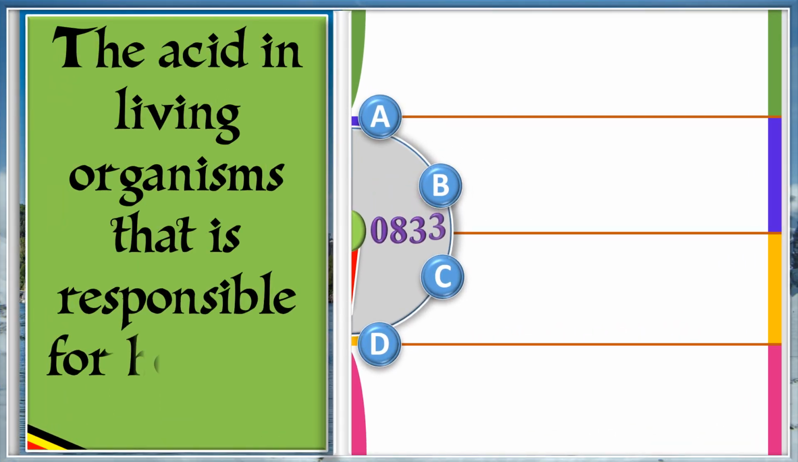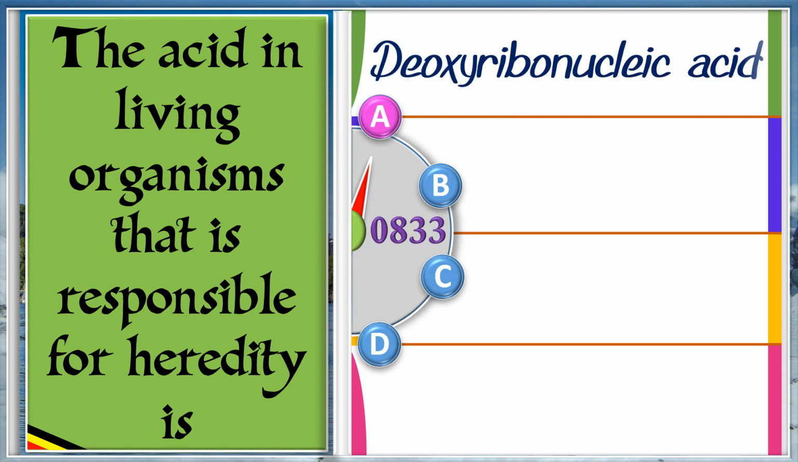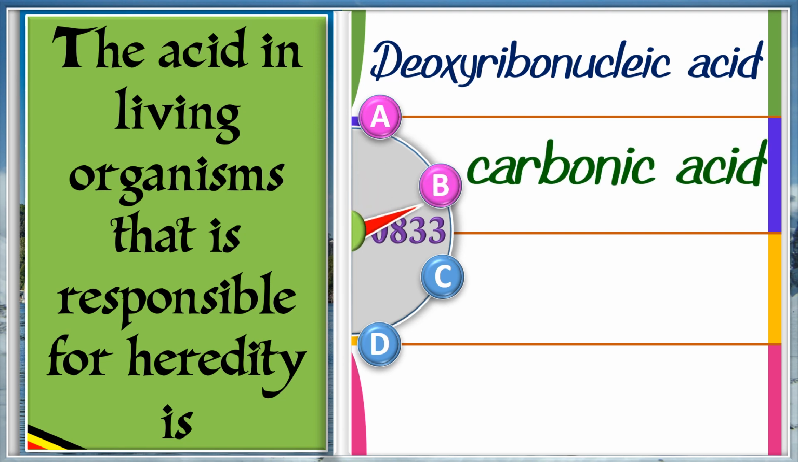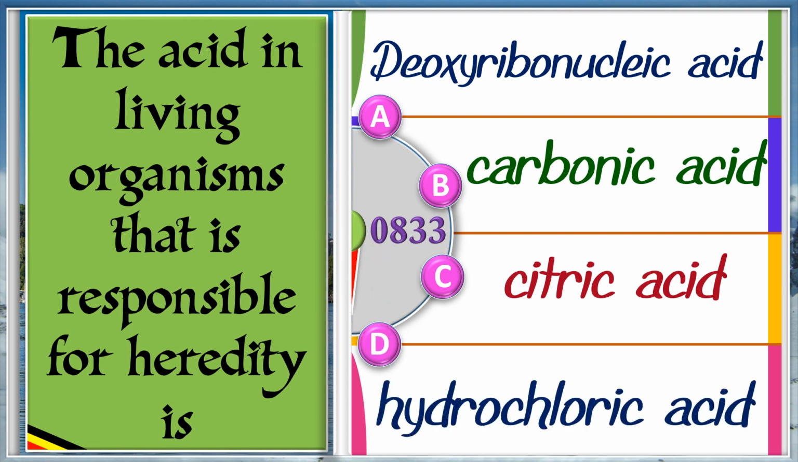The acid in living organisms that is responsible for heredity is A, deoxyribonucleic acid, B, carbonic acid, C, citric acid, D, hydrochloric acid. And the answer is A, deoxyribonucleic acid.